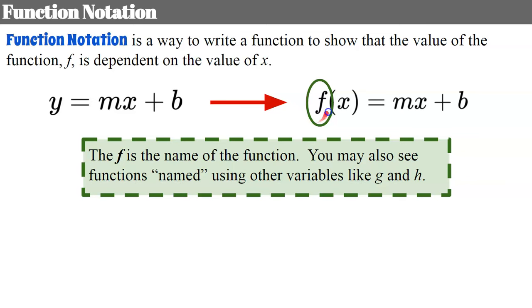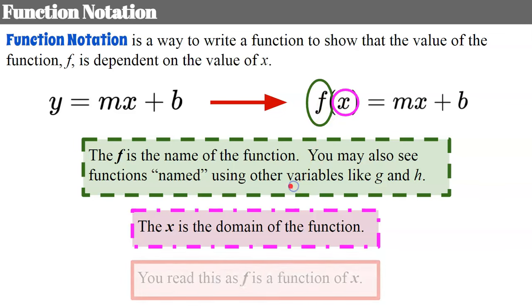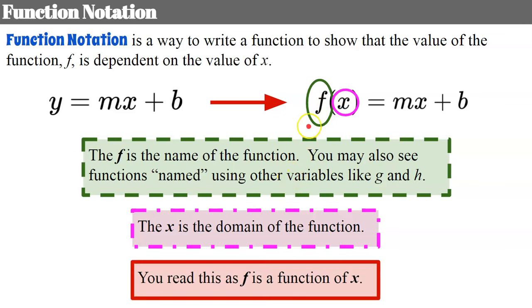So this f represents a name for a function. The x is the domain of the function. So it's no different than this x. It's just talking about the function is dependent on this x. We read this as f is a function of x. So our input determines our output. So our function f is a function of x.